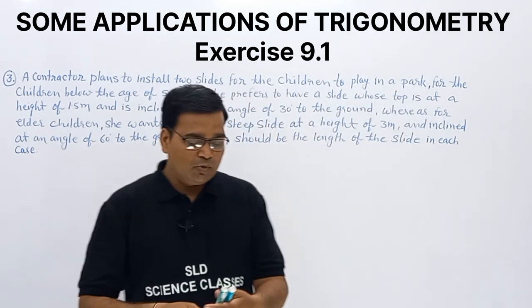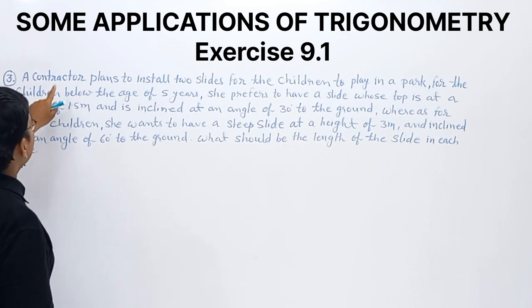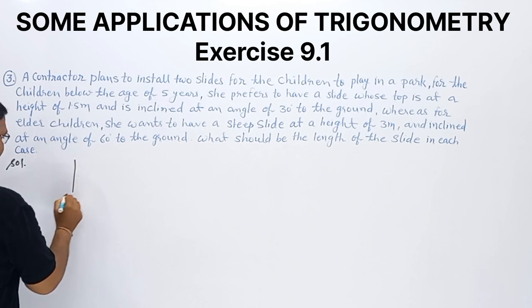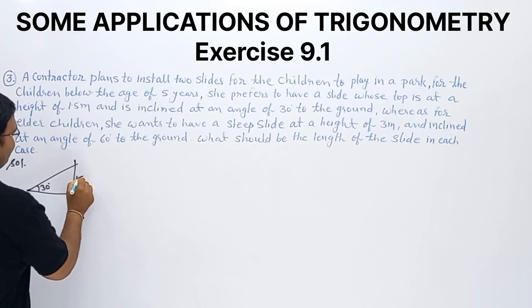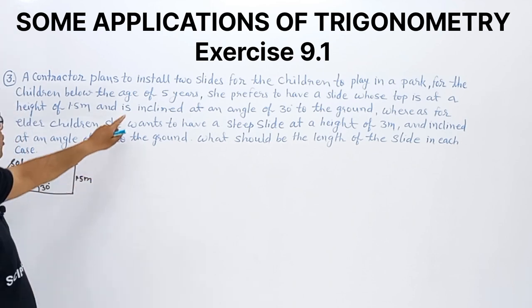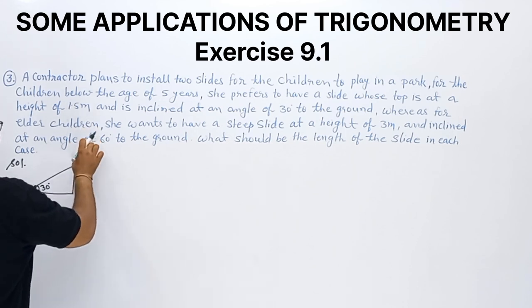Clear? I am drawing it there. What will be its solution? The contractor is installing 2 slides in a park. One slide has an angle of 30 degree, and the height of this slide is 1.5 meter. This is for the below 5 years children. Clear?